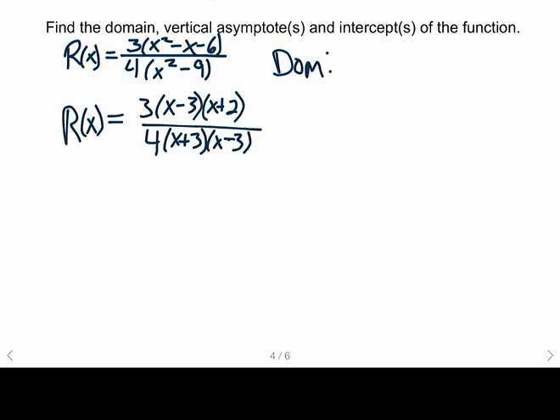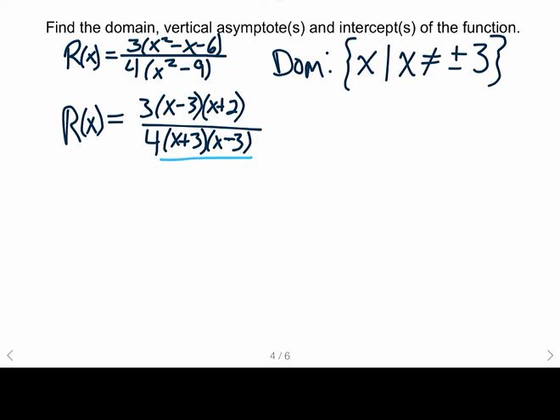Okay, step by step here, starting with the domain. Since the denominator is 4 times the quantity of x squared minus 9, that factors into 4 times x plus 3 times x minus 3. And so the domain is the set of x such that x does not equal plus or minus 3.